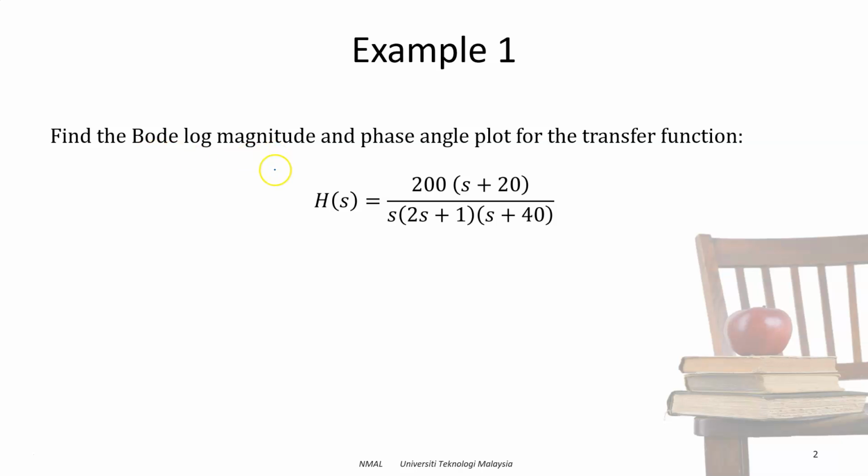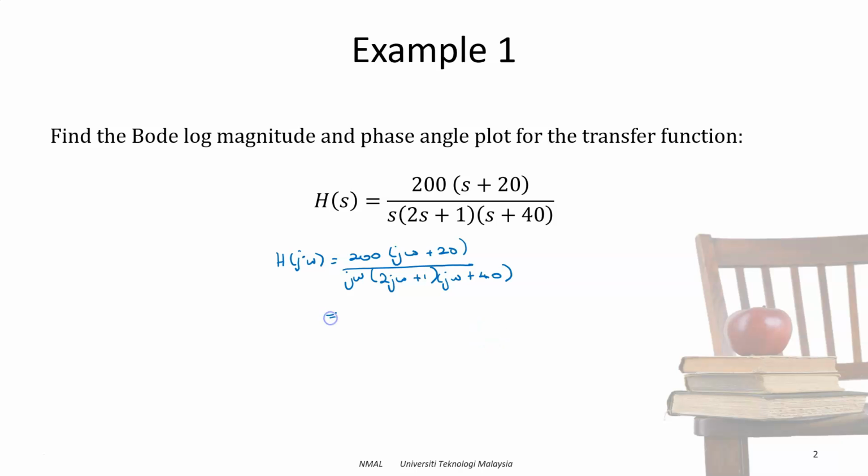Find the Bode plot magnitude and phase angle plot for the transfer function given as H(s) equal to 200(s + 20) divided by s(2s + 1)(s + 40). Okay, so what we do first is we change it to j omega, equal to 200(j omega + 20) divided by j omega(2 j omega + 1)(j omega + 40). Okay, we rearrange so that we can identify the pole and also the zero.